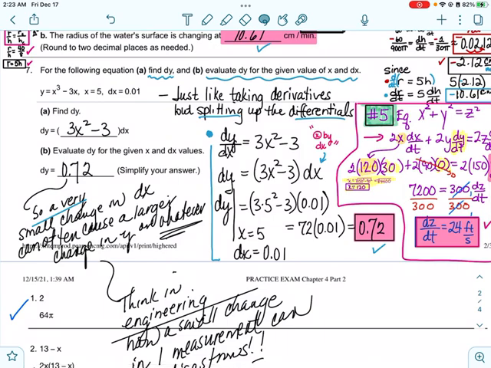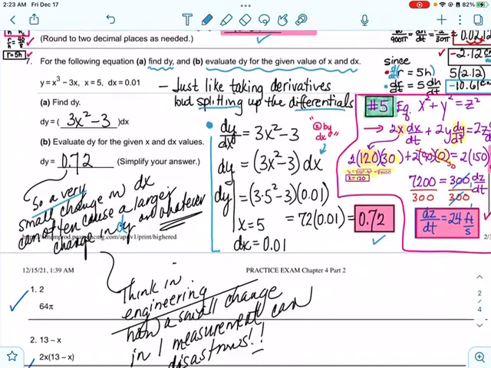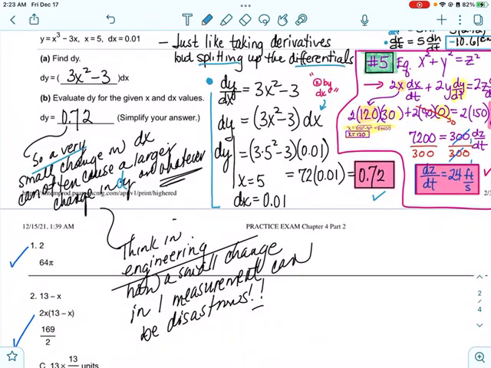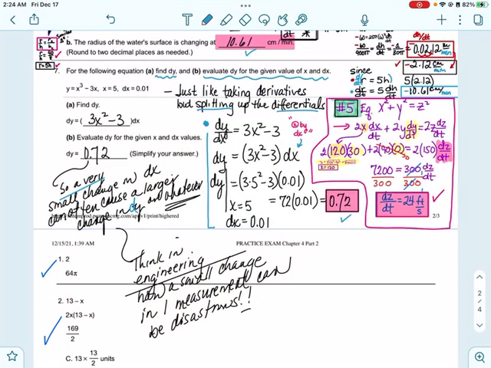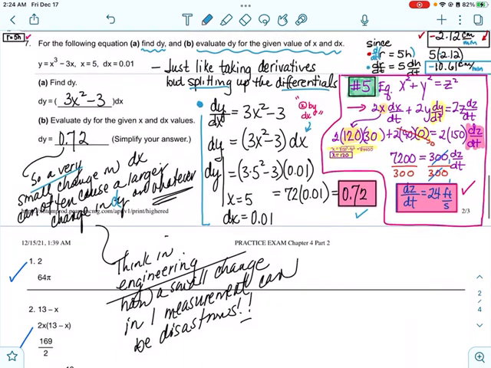But think of engineering, how a small change in one measurement can be absolutely disastrous. Okay, and so you think about things like the Space Shuttle Challenger when the measurements were off. So even just a small error in x, 0.01, it turns out that it affects dy by 0.72. So there's quite a bit of sensitivity there, in that the change in y is so much more affected than the change in x.